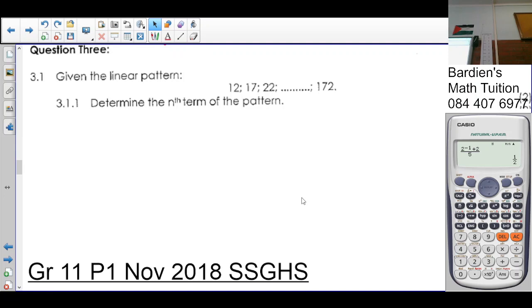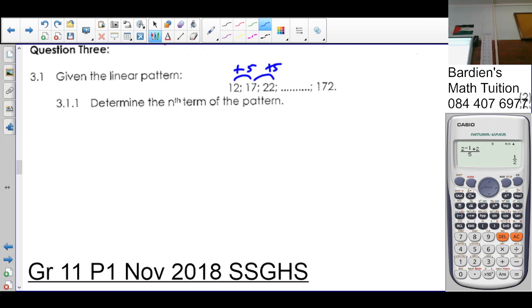What would you find in a geometric pattern? You will have a common ratio. Okay, and then quadratic, you will have a second common difference. Alright, so yeah, we're actually adding 5, not so, to get from one term to the next term.